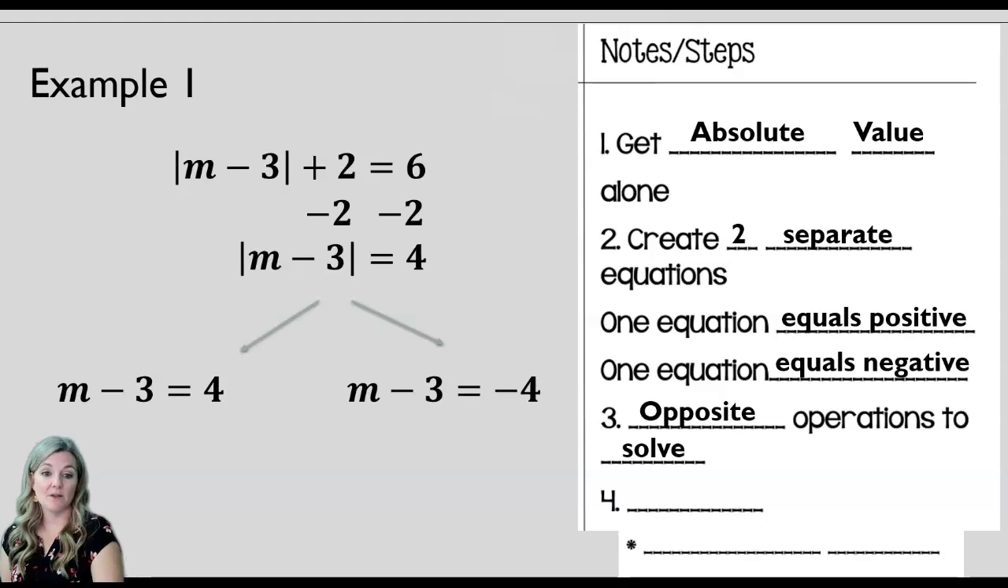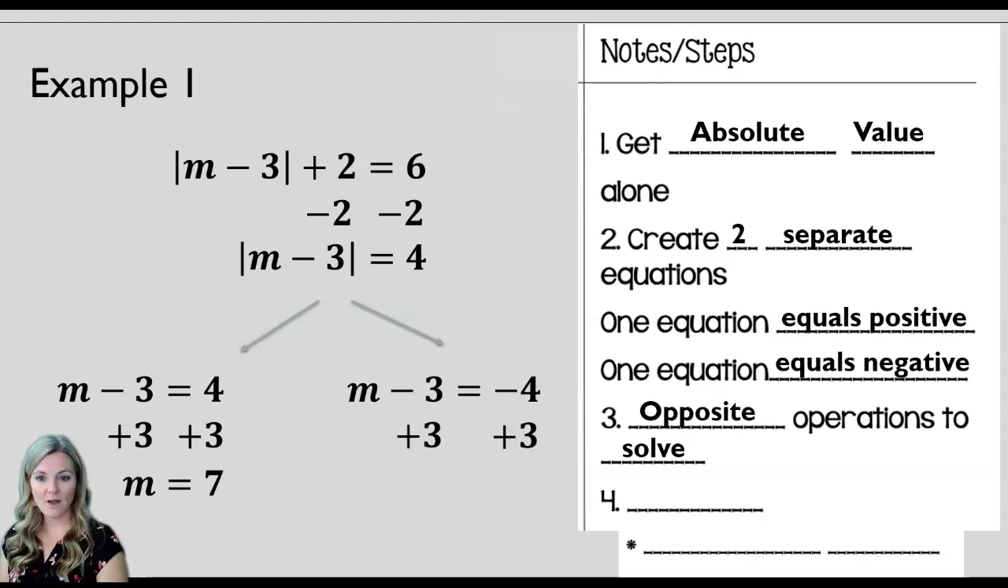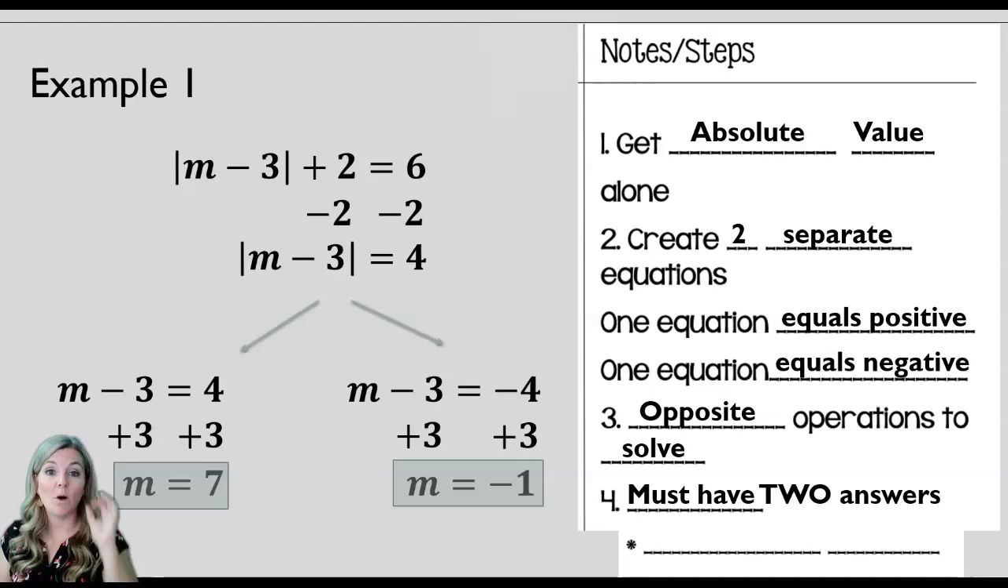Then step 3, you're going to use opposite operations to solve. You're just going to solve for m. So on the left side, how would I solve for m? I would add 3 to both sides, and I get m is equal to 7. On the other side, I'm going to add 3 to both sides. It's the same operation, but you are going to get a different number, and I get m is equal to negative 1. So step 4 is you are going to have 2 separate answers.